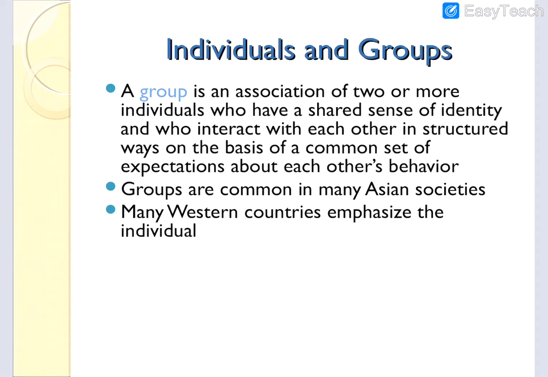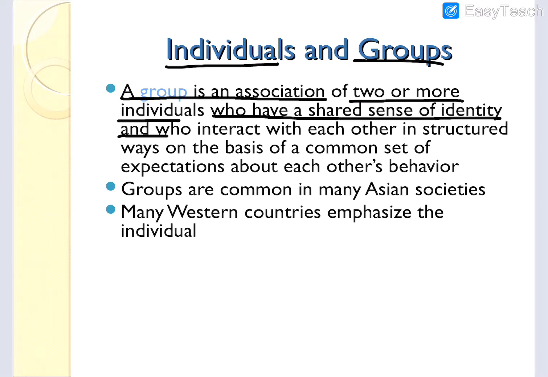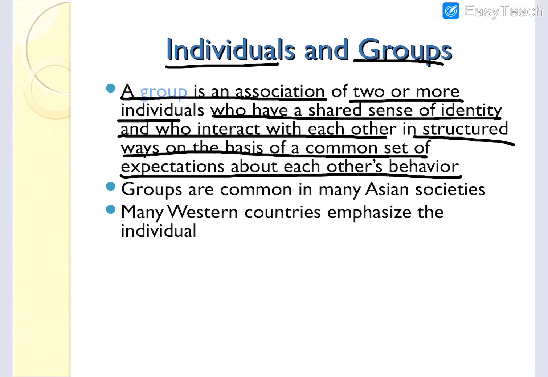Next we have individuals and groups. You must know what a group means and what an individual means. A group is an association of two or more individuals who share a sense of identity and who interact with each other in a structured way on the basis of a common set of expectations about each other's behavior. So in many Western societies, the individual is the basic building block of social organization. Because as you can see, people in the West are more oriented to individuals.